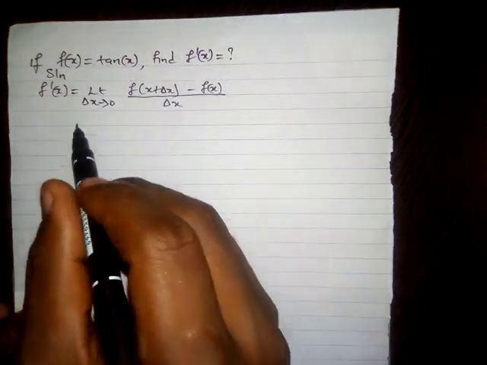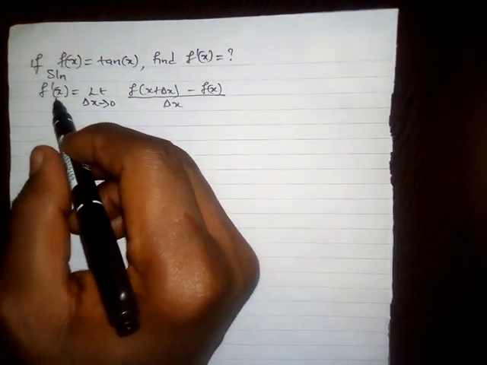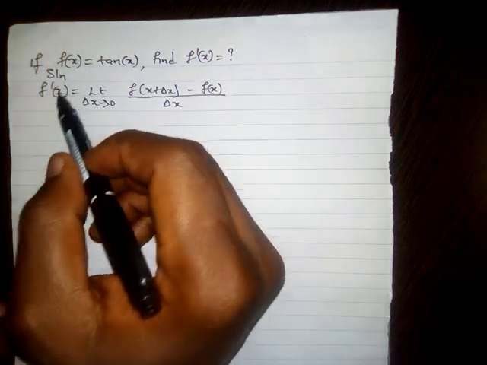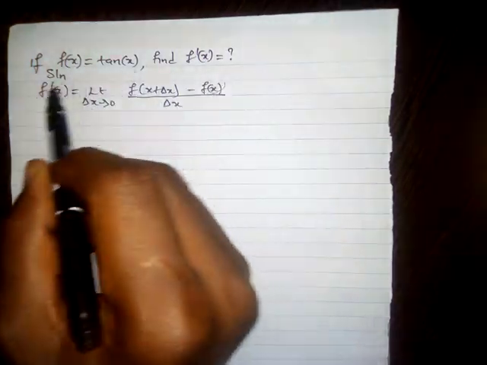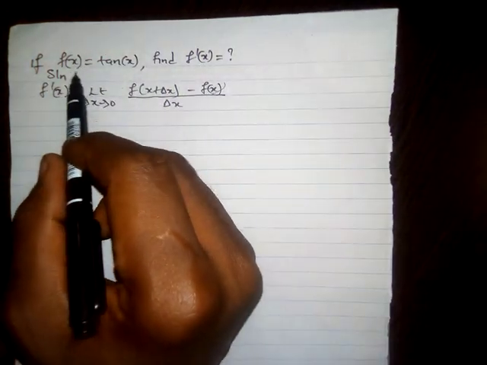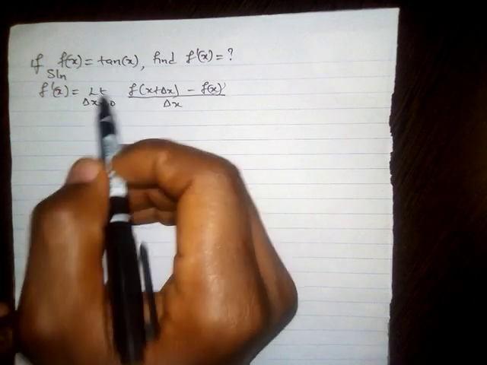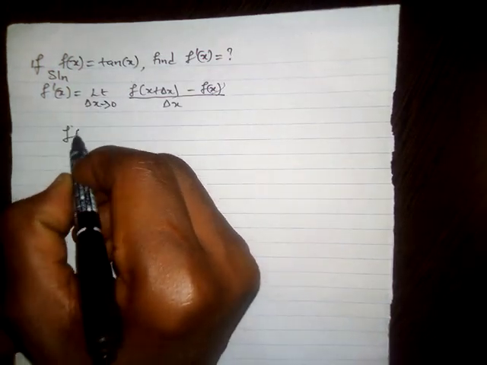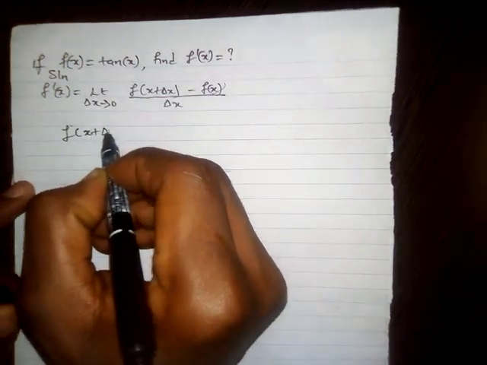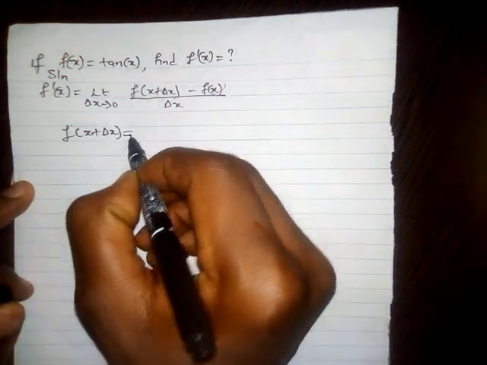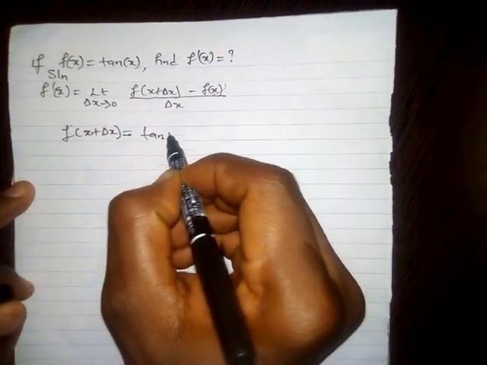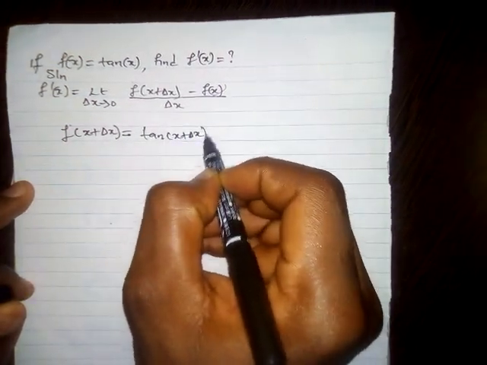In today's class, we want to differentiate tan x. Now, we're not using first principle, and we know that this is the definition of your first principle. So now we know that our f of x is already tan x. Then our f of x plus change in x is equal to tan of x plus change in x.